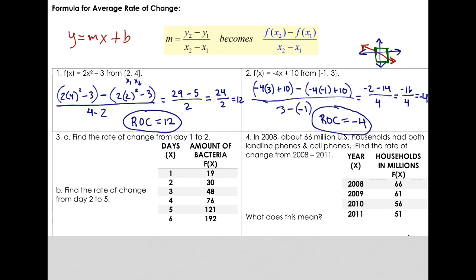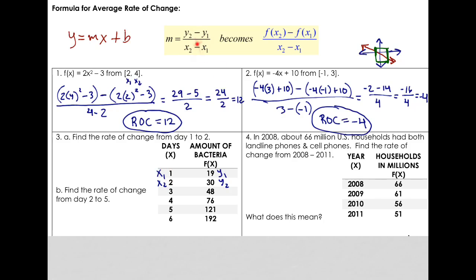So moving along, number 3, let's look at that. There's a part A and there's a part B. It's wanting us to find the rate of change from 1 to 2. This time they're giving us the information in a table. So here's the days. It's looking for days 1 and 2. There's day 1, there's day 2, and here's the output that goes with it, a 30 and a 19. So we label our x2, and this is our x1, which means this is our y2, and this is our y1.